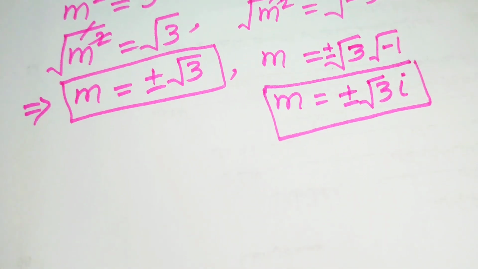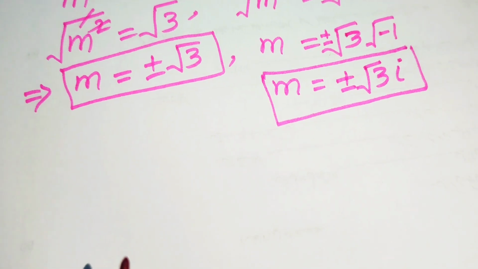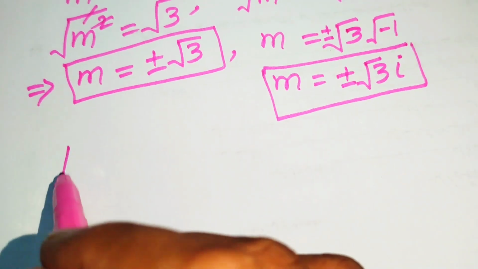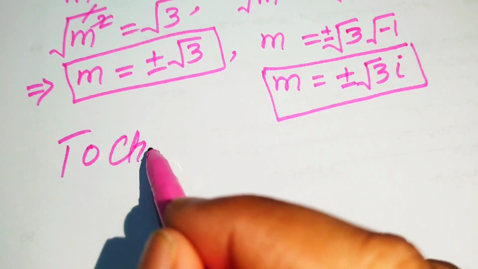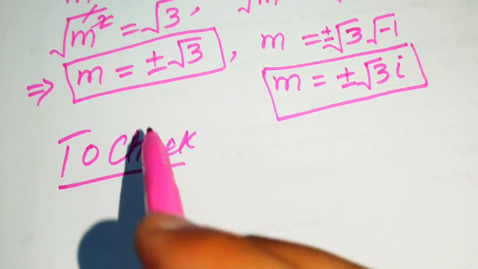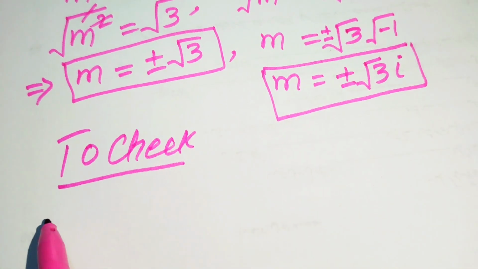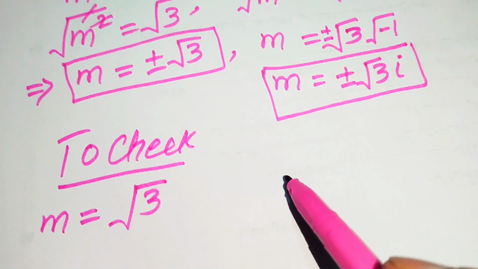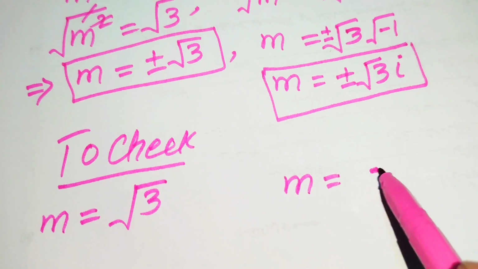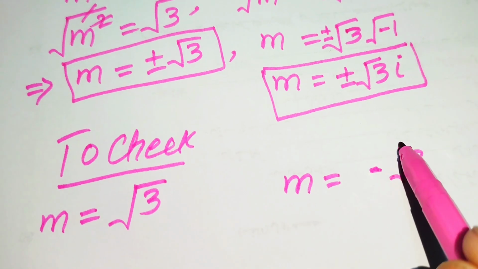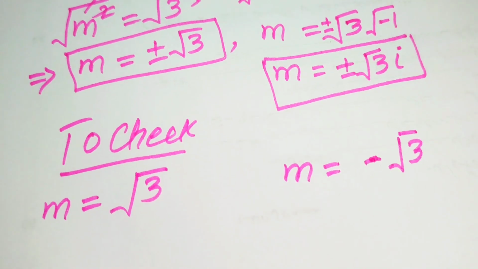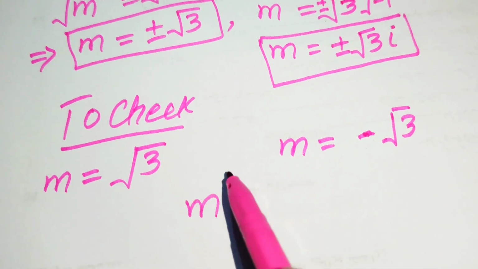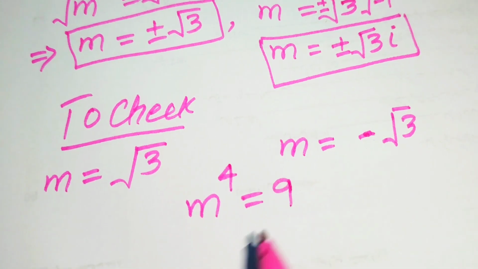And now we check whether these roots satisfy our given question statement or not. To check these solutions, we first substitute the real roots. Our first real root is m equals plus square root of 3, and our second real root is m equals minus square root of 3. Now we copy down the given question statement, which is m to the power of 4 equals 9.